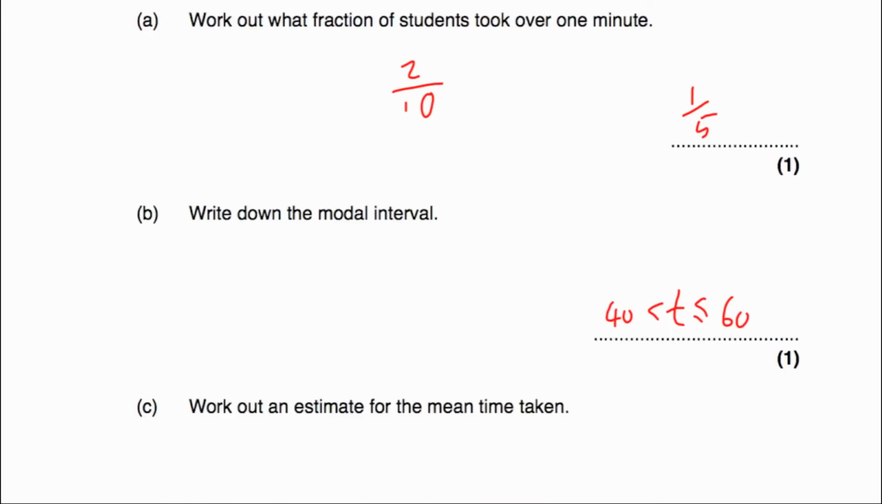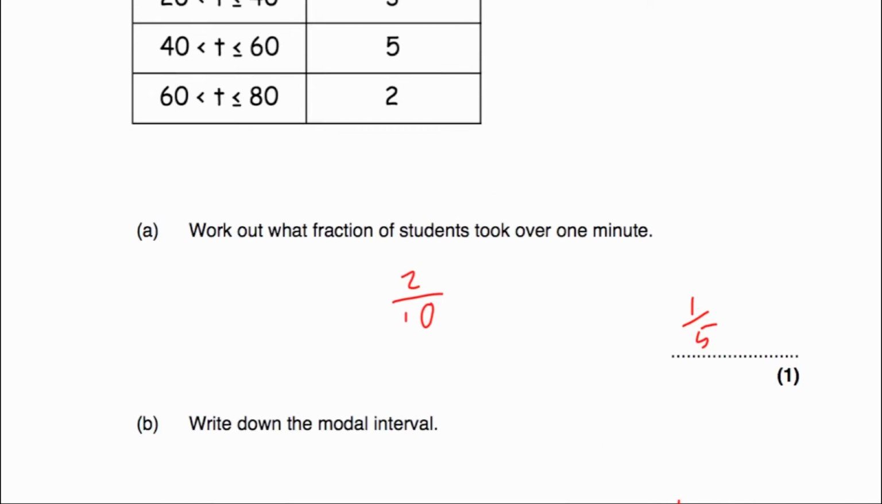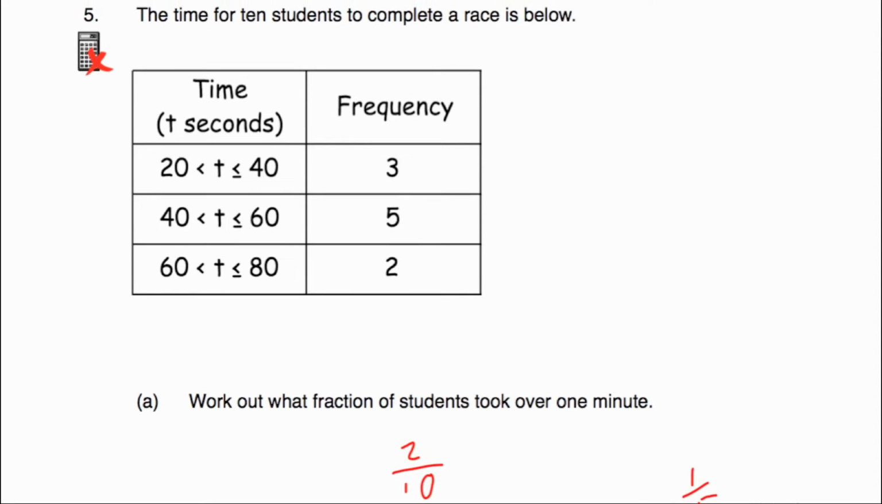Okay, and part C. Part C says work out an estimate of the mean time taken, so we need to work out the estimated mean. So if we go back up to our table, we're going to need to add on 2 columns, midpoint and fx. So our midpoint x, let's find our midpoints. The midpoint of 20 and 40 is 30 seconds. We've got our between 40 and 60, so the midpoint of 40 and 60 would be 50 seconds. And the midpoint of 60 and 80 would be 70 seconds.